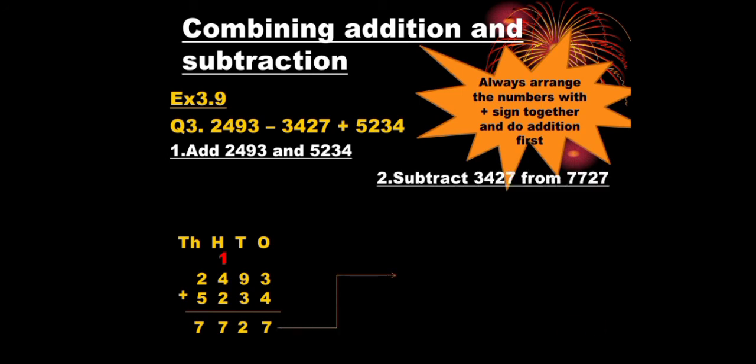Now what will be my second step? We have to subtract 3427, that is the number with minus sign, from this total, that is 7727. 7727 minus 3427. 7 minus 7, 0. 2 minus 2, 0. 7 minus 4 is 3 and 7 minus 3 is 4. Thank you, children.